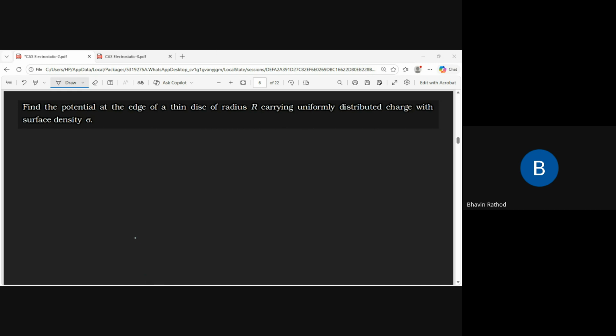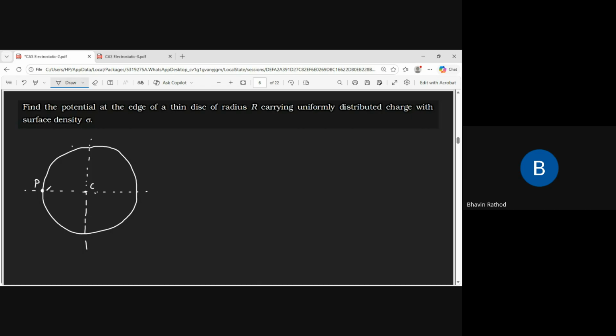Okay, so let us see how we can solve this. Here we are given a thin disk, and we have a uniform surface charge density on it. We want to find the potential because of this disk at a point which is on the edge of the disk. So the situation is something like this. This is the disk, and let us say this is the center of the disk, and we want to find the potential at this point P over here.